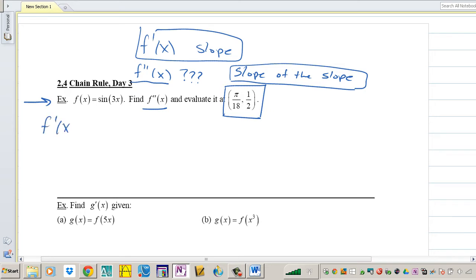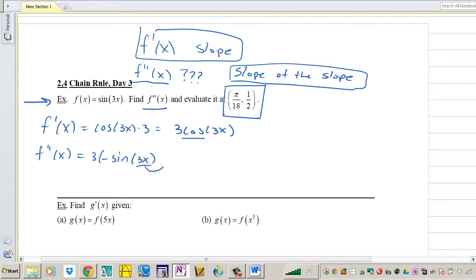Okay, so example number 1. f prime of x is cosine 3x times 3, which is the same thing as 3 cosine 3x. The second derivative is going to be 3. What's the derivative of cosine? Negative sine 3x times 3, which is negative 9 sine 3x. Evaluate that at x equal to pi over 18.